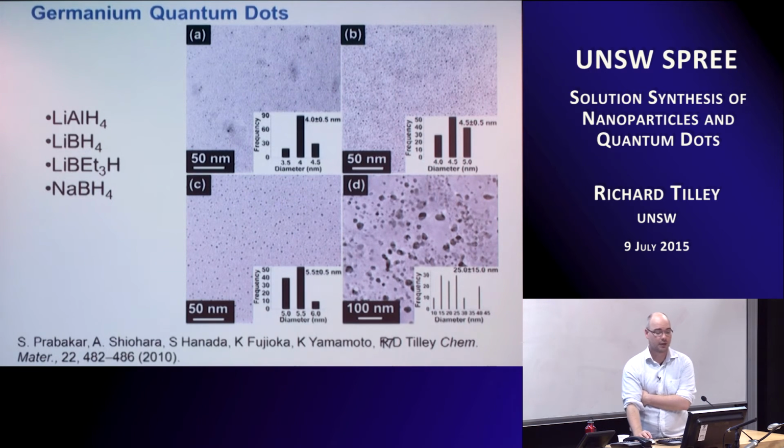This is quite a simple method. If we just change our reducing agent, we can change the size of our dots. If we use a reducing agent which is very strong, it gives you a very rapid reaction. You put in your reducing agent, you react all your silicon or germanium, you gobble up all that precursor, and then you end up with very small dots. But if you use a very weak reducing agent, such as sodium borohydride, then the reaction's a lot slower and you have time to grow bigger particles.